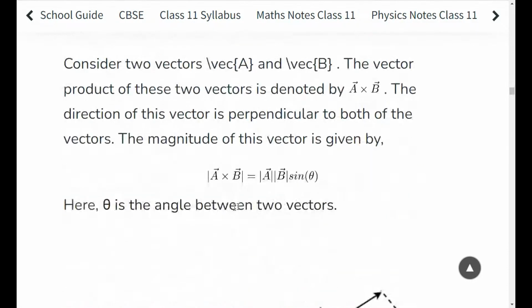And that you can do with the help of this formula also. The vector A and vector B. The product of two vectors can be denoted like this, and you can write the equation like this: vector A, vector B, sin theta.